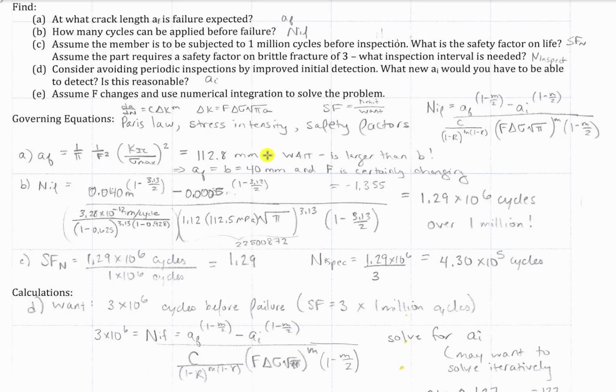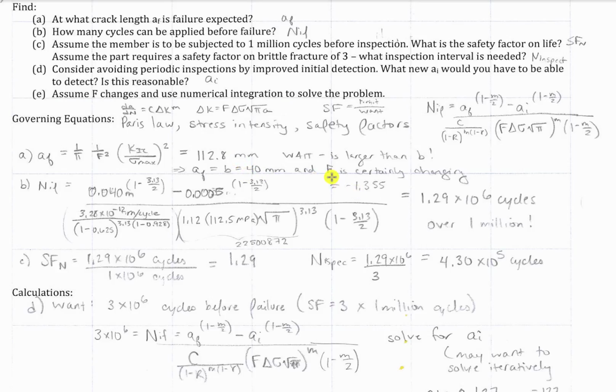But hopefully you're a good engineer and you say, wait a second, 100 millimeters, that's larger than our dimension of B, which is only 40 millimeters. So you should at this point realize, oh wow, the crack is not actually going to grow until it reaches a critical crack length. It's actually just going to grow until the part breaks into two pieces. So at that point, your final crack length is actually replaced by the width of the specimen. So just always check your final crack length that you solve for versus the width of the specimen.